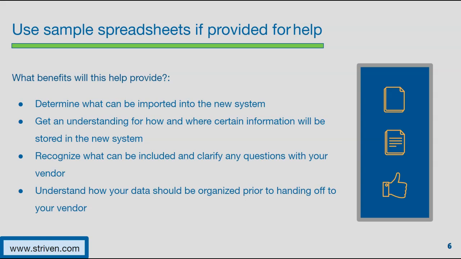If you recognize what can and cannot be included with imports and see something from your old system that isn't included, ask your vendor clarifying questions. Most of the time there is another way to track information, even if it's not a column header in the new system's sample import file. The solution may be something as simple as a custom field or even a difference in nomenclature.